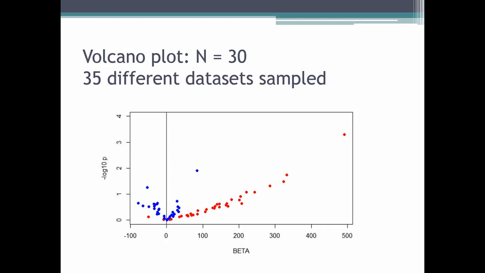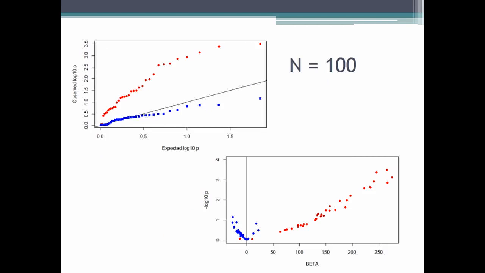Even when there's nothing going on, with the blue dots, I'm getting a lot of variability from negative to positive. And you might say, well, a sample size of 30 is really small, right? What if I do it with a sample size of 100? So now I've got the QQ plot on the top. Okay, I've got more power. Sample size is 100 now.